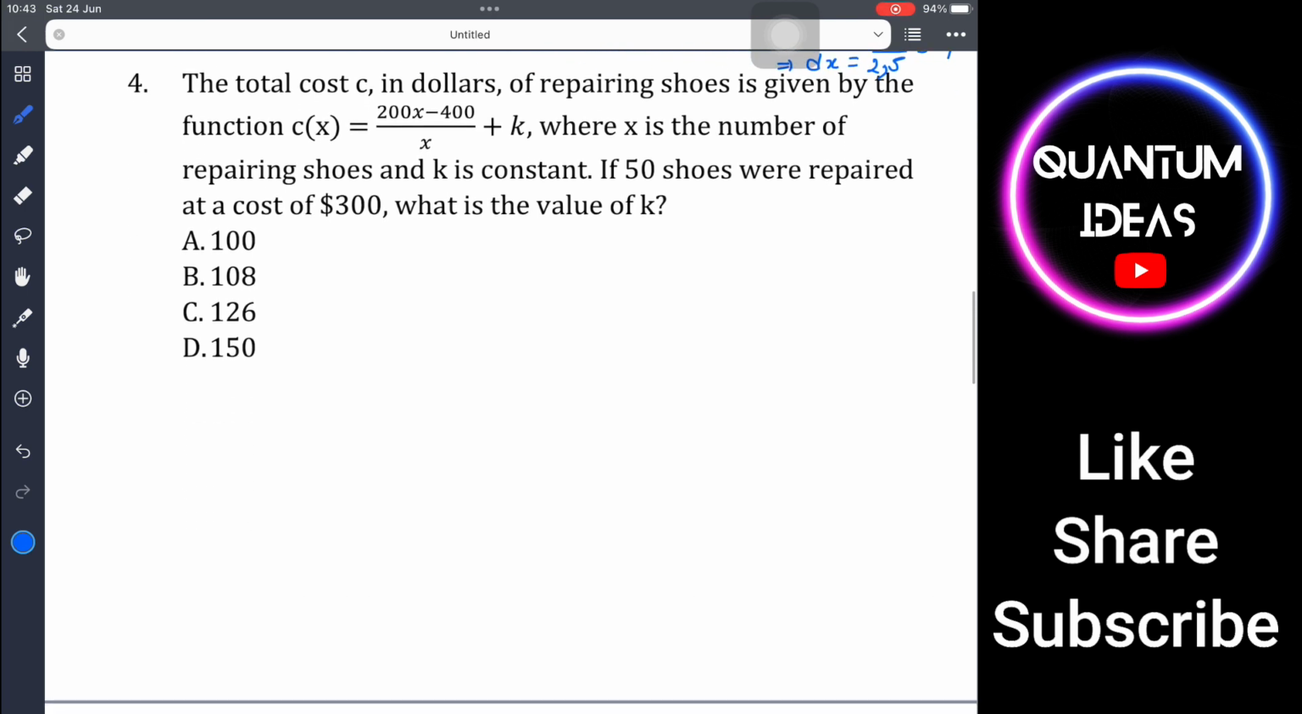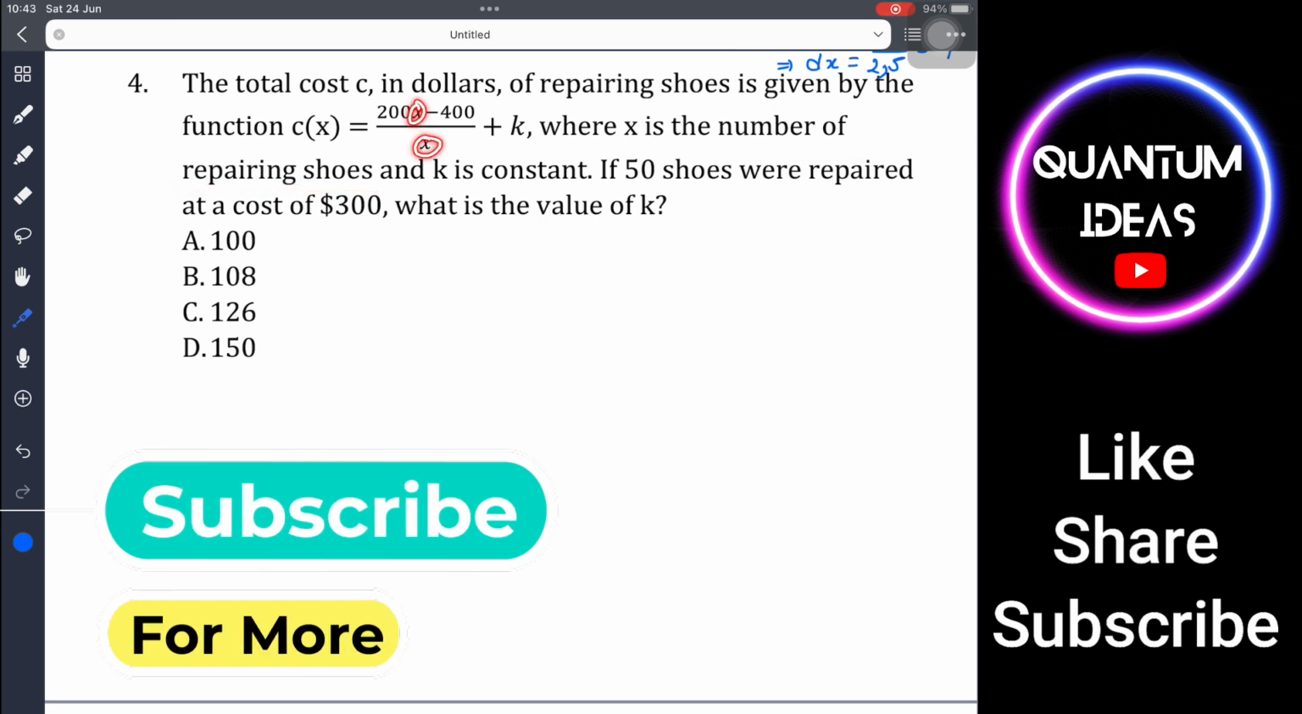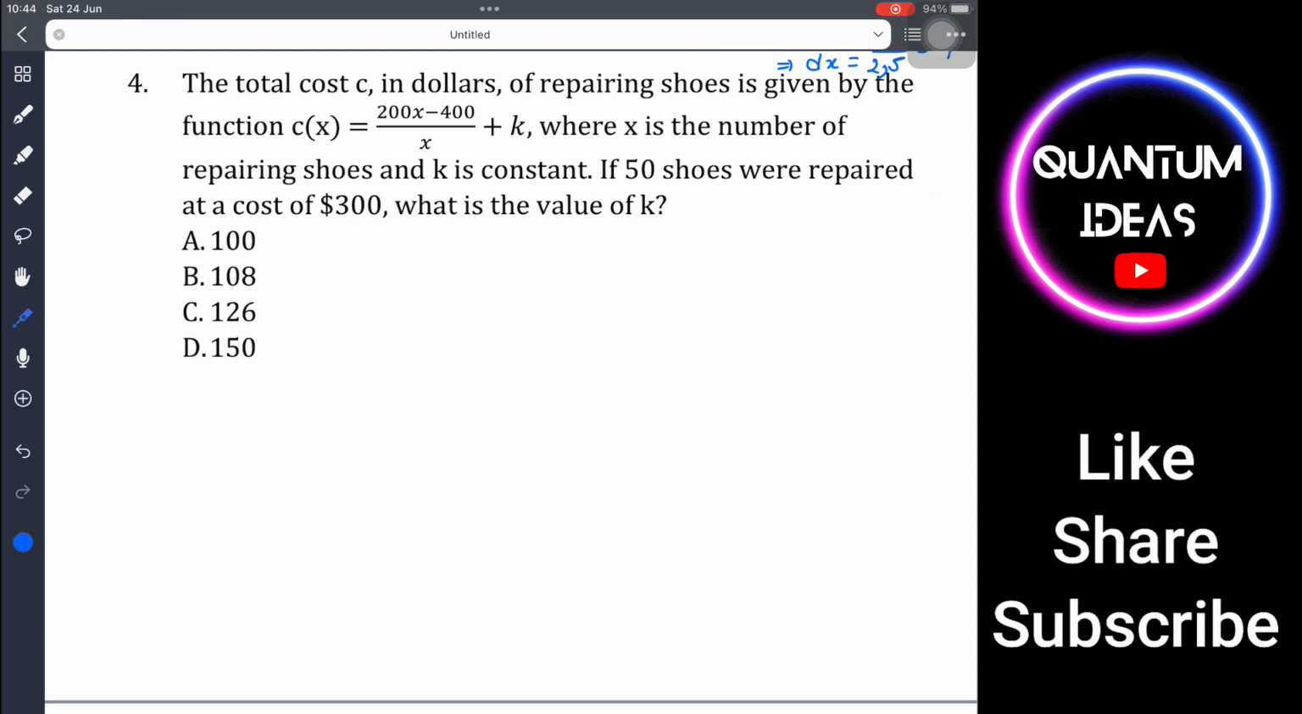Number 4. The total cost C in dollars of repairing shoes is given by the function C(x) equals 200x minus 400 over x plus k, where x is the number of shoes repaired and k is a constant. If 50 shoes were repaired at the cost of $300, what is the value of k? That means x is 50 and the cost is given as $300.